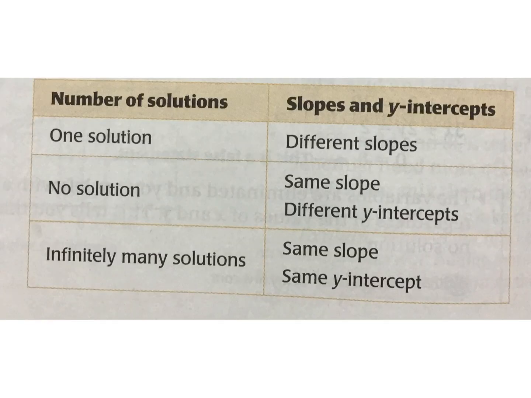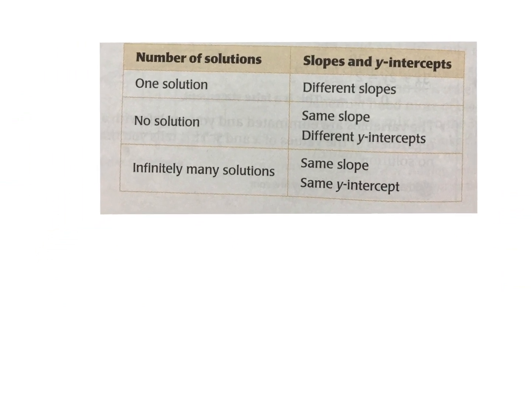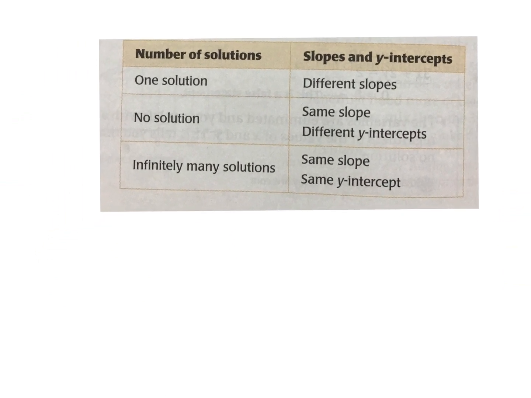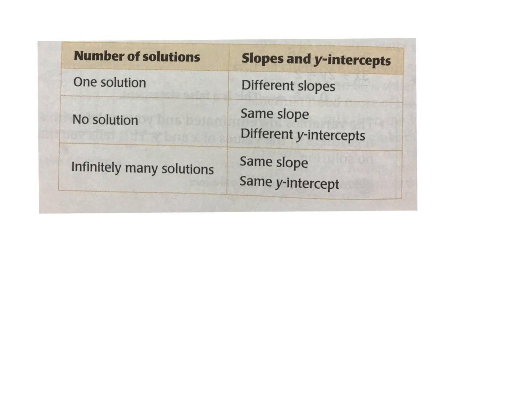Oh, that graph. This little chart, yep. This helps you remember when you're graphing it or looking at it. If you have one solution, it means they're different slopes. So that means the two lines are going to cross somewhere. I'll draw miniature graphs over here. On this one, I have this line and this line, and they cross at one point.